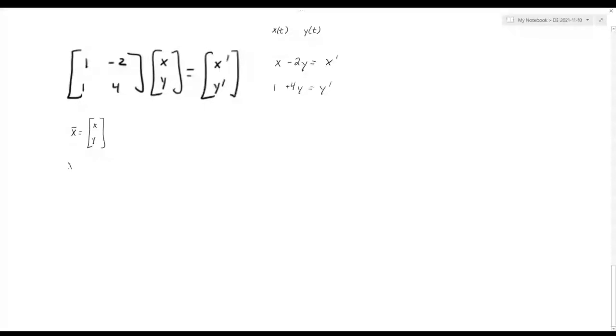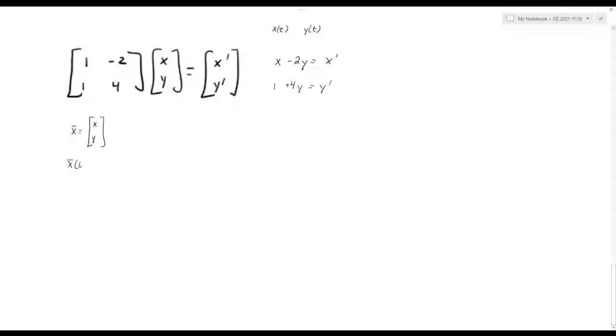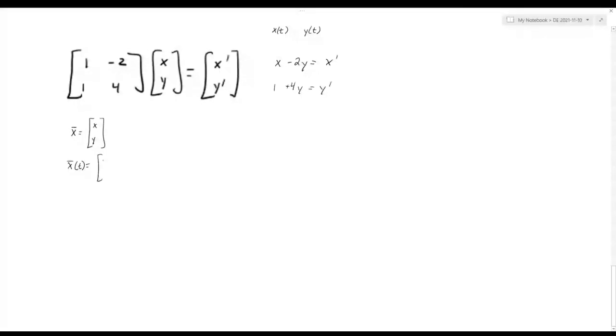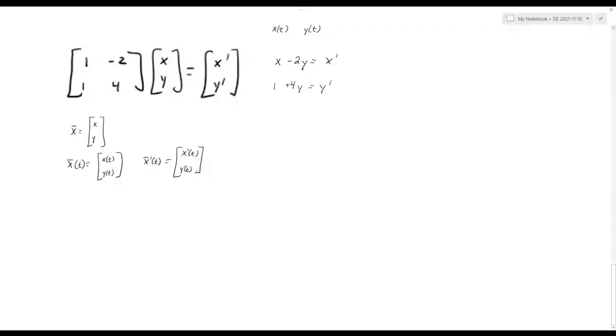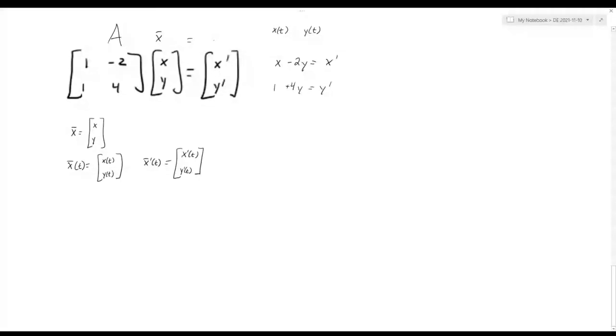So x bar is a vector whose components are functions of the independent variable. And x bar prime is just where you differentiate each of those components. So for short, we write this as A times the vector x equals x prime.